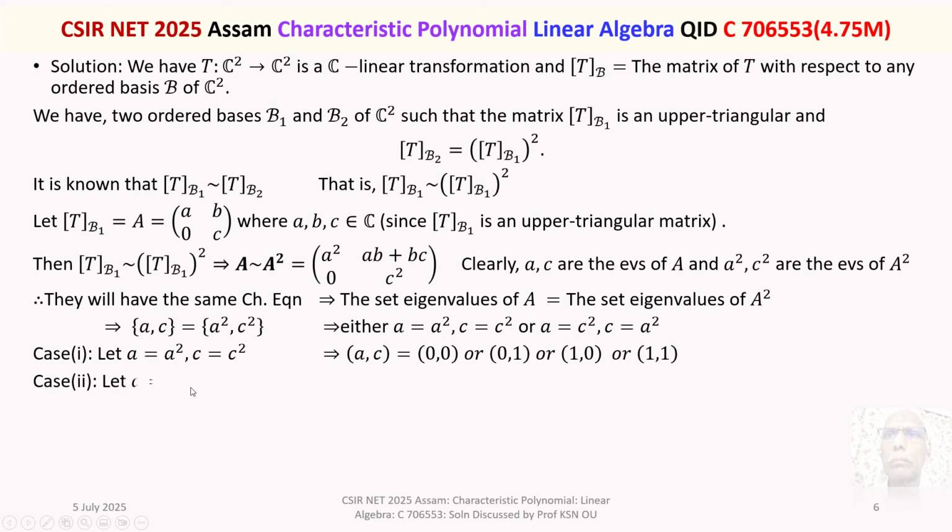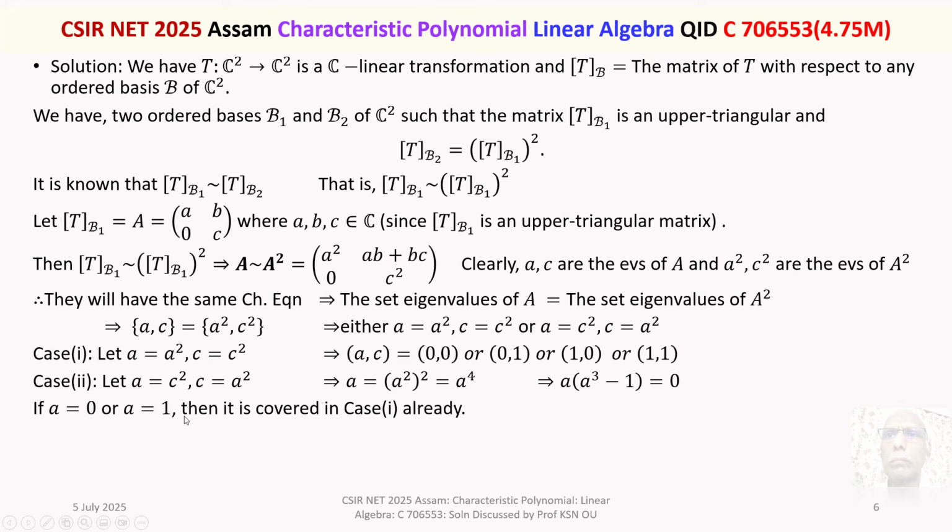Case 2: let a equal c square, c equal a square. a equals c square, c is a square, therefore a equals a square square, that is a power 4. That is a into a cube minus 1 equals 0. And a is 0 and a can also be 1. So if a is 0 or a is 1, then it is covered in case 1 already. Right?